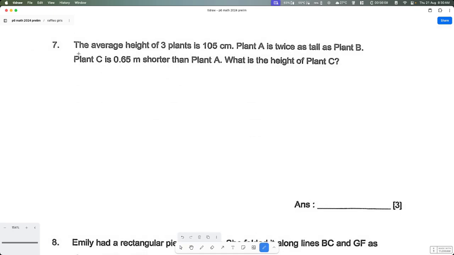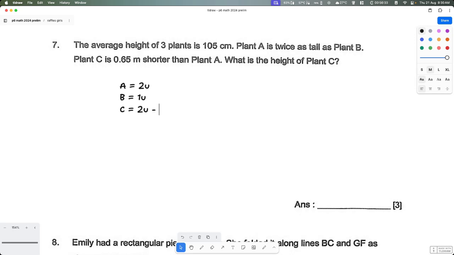Question 7. The average height of 3 plants is 105 centimeters. Plant A is twice as tall as plant B. Plant C is 0.65 meters shorter than plant A. What's the height of plant C? So A is 2 units, B is 1 unit, and plant C is shorter than plant A, so that means minus. Plant A is 2 units, then minus 0.65. So C is basically A minus 0.65.